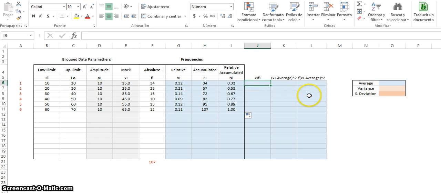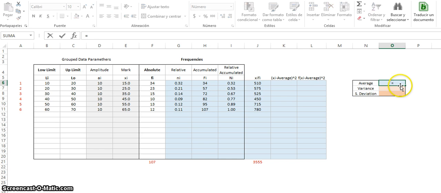To obtain the average, you need to multiply the xi times fi. So it's the class mark times the absolute frequency, and then copy the formula. You need to get the addition, so you can copy this formula and paste it like this. So the average will be equal to the division of this over this. If you obtain this number, you can go back and forth with the decimals by using these points.